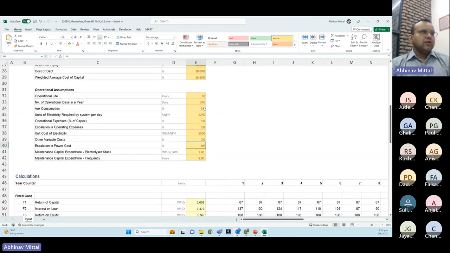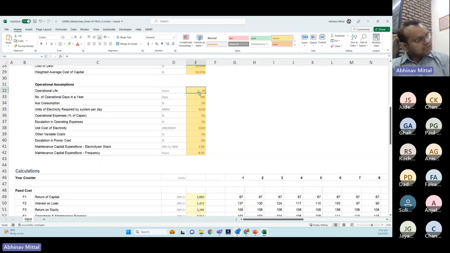So let's go to the operational life. It assumes a 30-year operational life. Operational days, 340 days in a year. As I said, depending on the developer that you're working with or the offtake agreement that you have, this can vary somewhere between 200 to 340 days. Now, if it's 200 days, then your cost of hydrogen would be much higher because you're actually using the plant at a very low efficiency. So typically what we have seen in the market is around 300 plus. That's a usual trend.